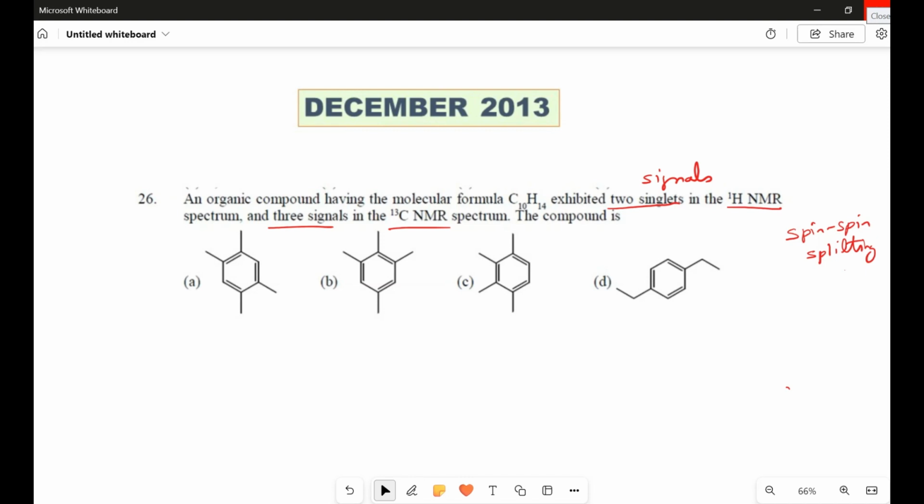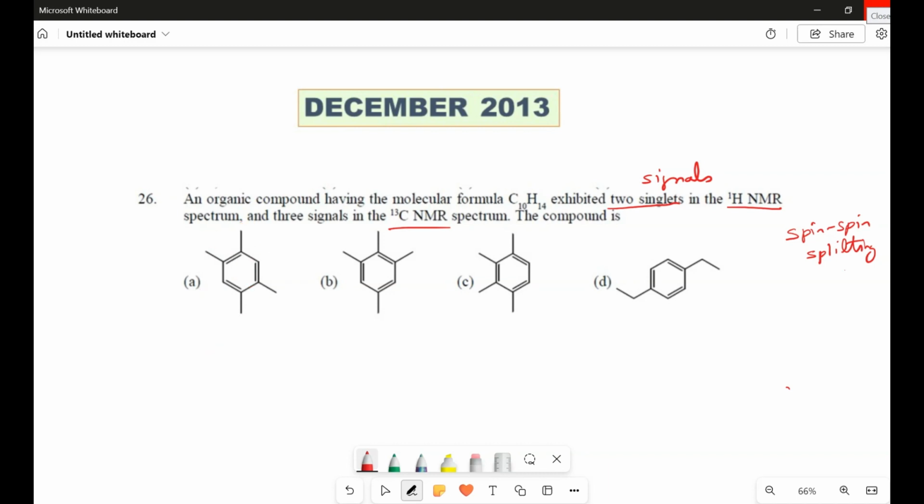Now, as I've mentioned, you just try to cut the molecule. So first molecule I'll cut like this. So I can even cut like this. So when I cut like this, what happens? All the four CH3 are chemically equivalent, so they'll give you one signal. And these hydrogens will also be chemically equivalent, they'll give the second signal. So this particular molecule gives two signals in proton NMR.